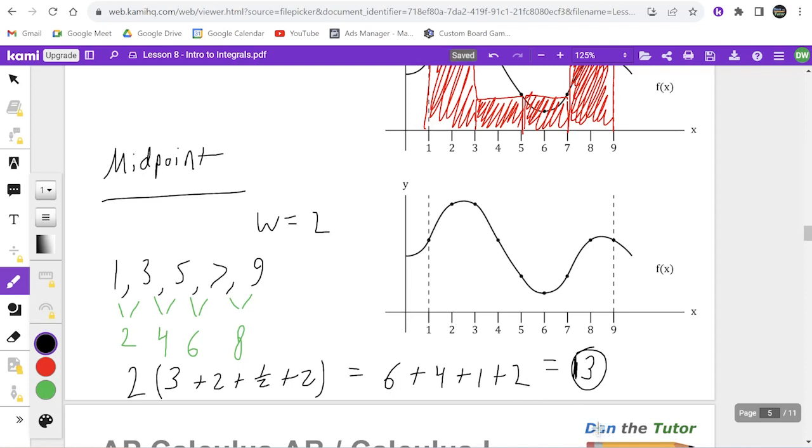Or did I do that wrong? 10, 11, 13. I did do that wrong. Silly me. That last one isn't 2, it's 4, because 2 times 2 is 4. So it's actually 15. 15 is the area for that one.